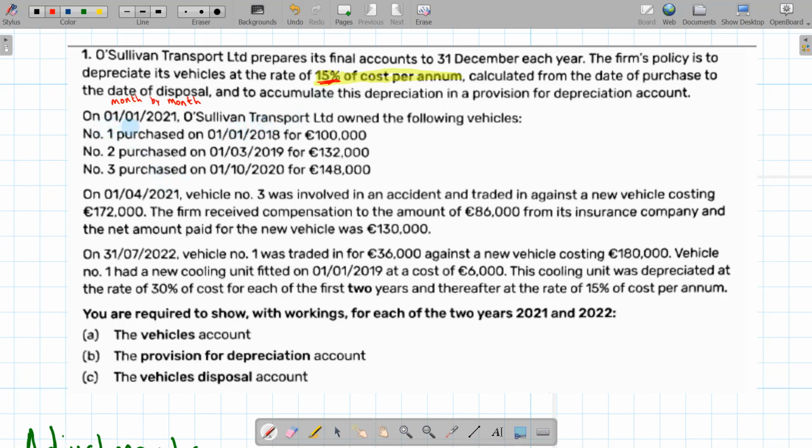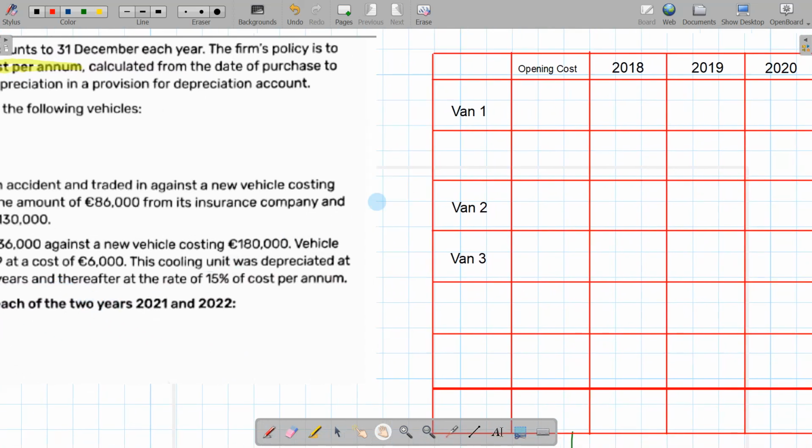So on the 1st of 1st, 2021, O'Sullivan Transport Limited owned the following vehicles. We have vehicle 1, vehicle 2, vehicle 3. Okay, so there's 3 vehicles. We can say we purchased on the 1st of the 1st, 2018, 1st of the 3rd, 2019, and the 1st of the 10th, 2020. I'll just highlight those dates. Now, don't worry too much about that. I've now gone over to my table and I know there's a van 1, a van 2, and a van 3.